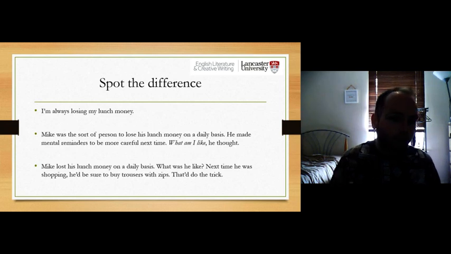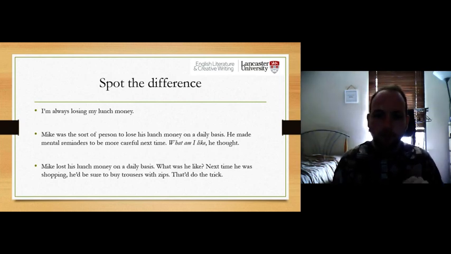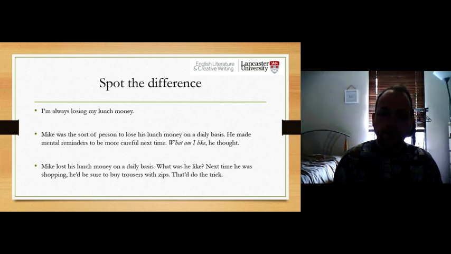I'm always losing my lunch money. That's first person. That's me speaking. Mike was the sort of person to lose his lunch money on a daily basis. He made mental reminders to be more careful next time. What am I like, he thought. Simple enough again, you might say. That's third person. I'm talking about Mike. Even when he speaks, what am I like, he thought. That's me telling you about him.